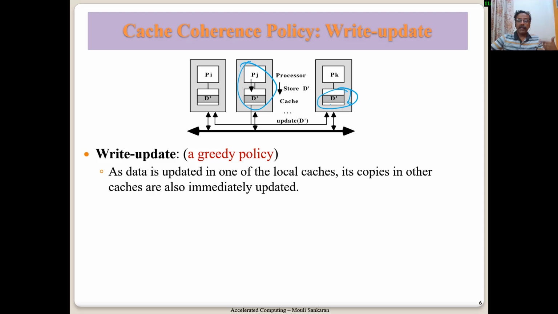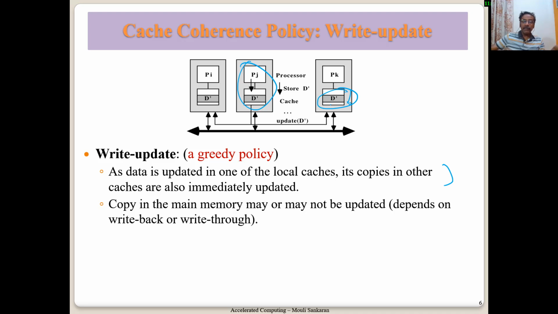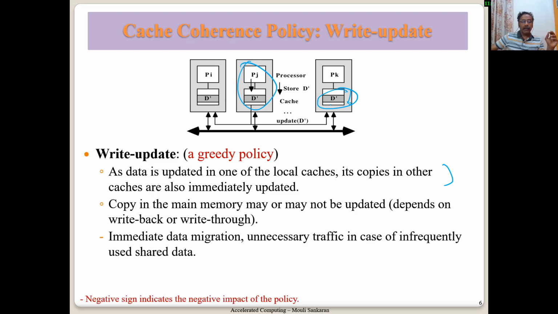As data is updated in one of the local caches, its copies in other caches are immediately updated. That's what I said, right? The copy in the main memory may or may not be updated. It depends on the write back or write through. Suppose you are having a write through, then main memory is also updated. If it is a write back, maybe when these blocks get evicted from their cache lines, it will be updated.